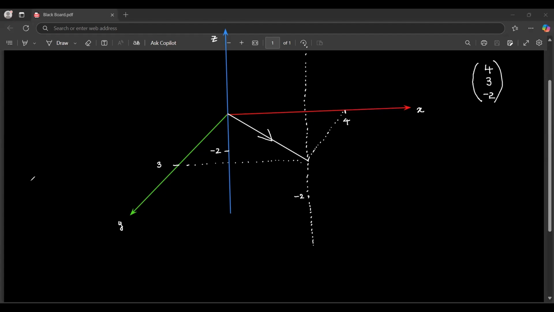Now, before going further, I'll introduce you to the notation of vectors because that's very important. So if you draw a vector like this, you can represent it in multiple ways. You can say A, B, and you can say this is the vector AB. Or you can write a single simple letter like this, a.